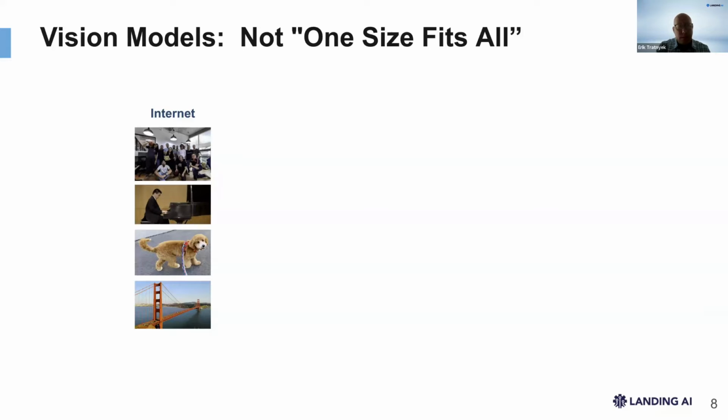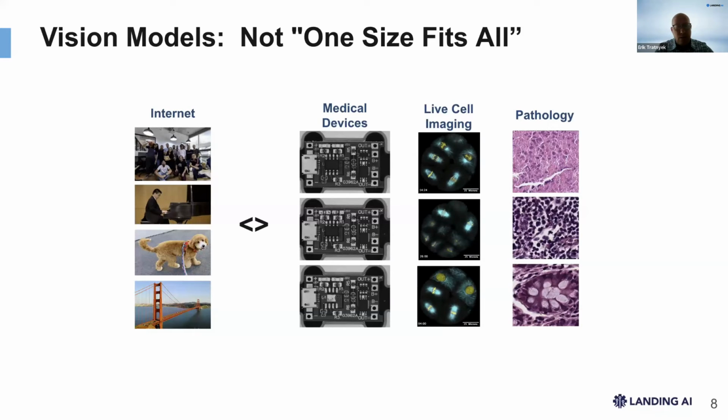then more broadly within vision models themselves, it's not a one size fits all for every use case or every industry. In fact, if you think about medical devices, those types of images are going to look different than, say, live cell imaging or histopathology. And for the downstream use cases that you would build around each of these domains, there's typically a pretty high burden in terms of the types of labels that might need to be created.